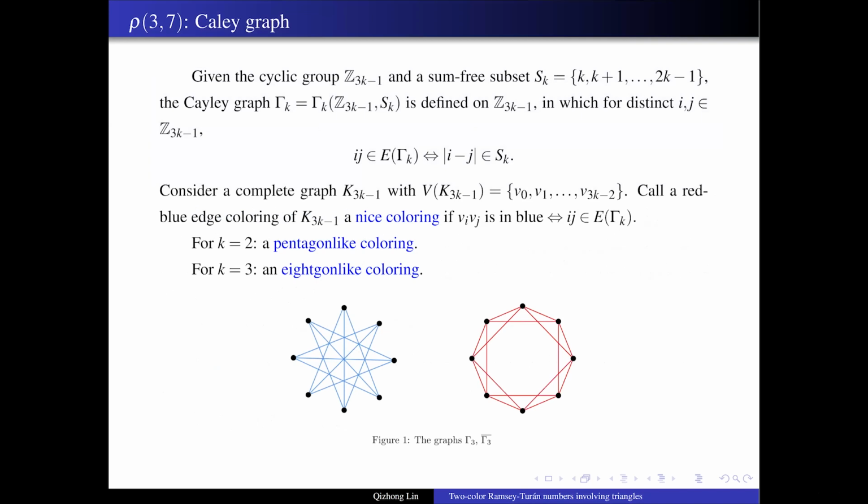The situation for the Ramsey-Turán density rho 3, 7 is much more complex. We need to deal with many cases. First, we need a definition of the calligraphic graph.